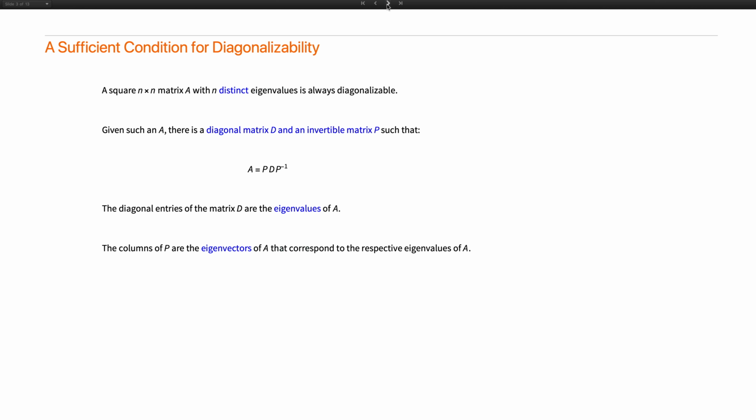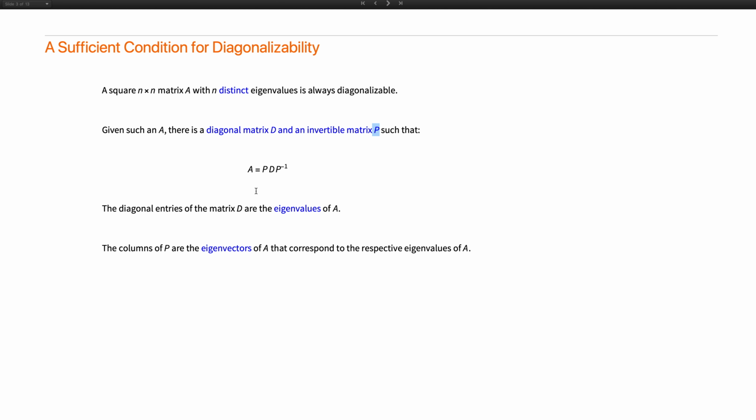Luckily, there is a sufficient condition for this to happen, namely the case where you have n distinct eigenvalues for a square n by n matrix A. So you have a matrix A, and if you can check that it has as many eigenvalues as the order of the matrix, then you have a diagonalizable matrix. In such a case, there is a diagonal matrix D and an invertible matrix P such that A is equal to P times D times P inverse.